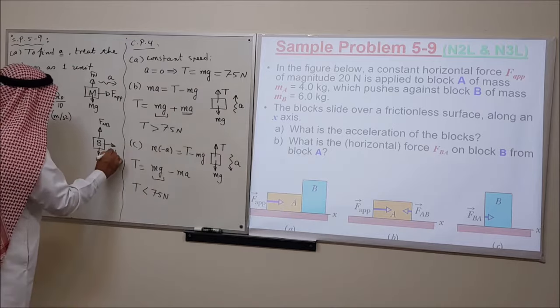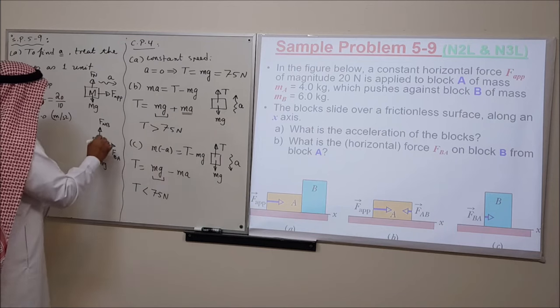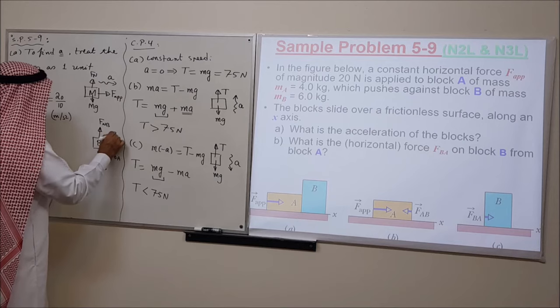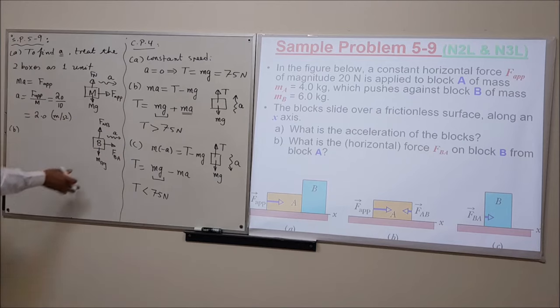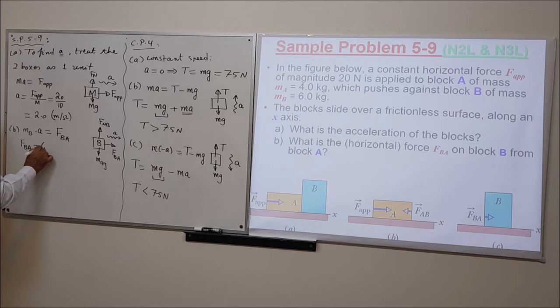So that is the force, F on B due to A, and that's what we want to find, and it is accelerating to the right. So forget about the y direction because there is no motion there, only focus on the x direction. I have m_B multiplied by a is equal to F_BA, and therefore the requested force F_BA is equal to the mass of B. Mass of B is 6 multiplied by the acceleration 2, and that will be 12 newtons.